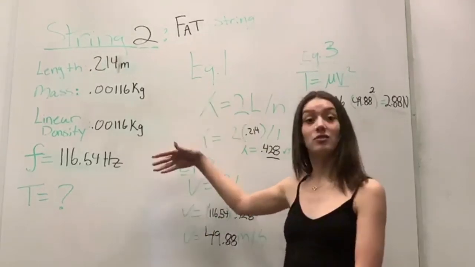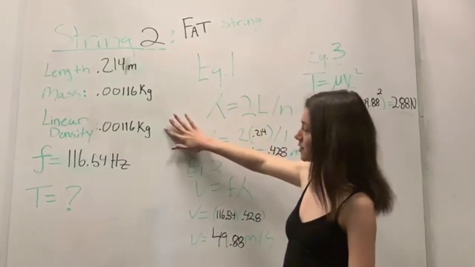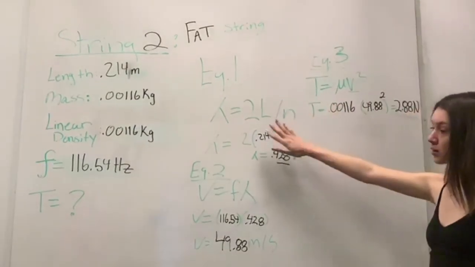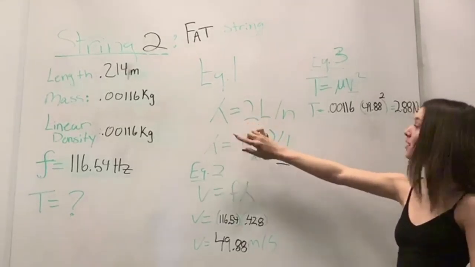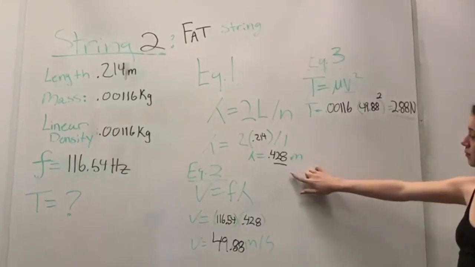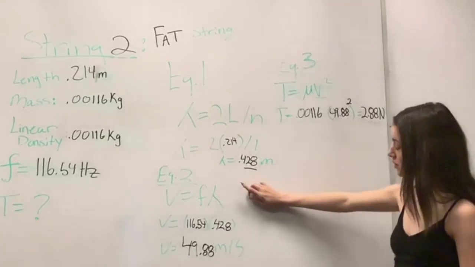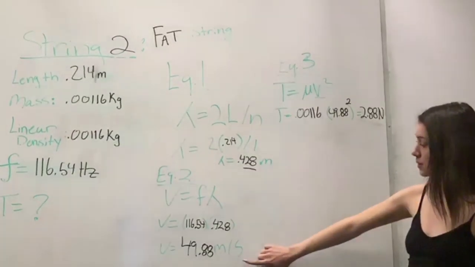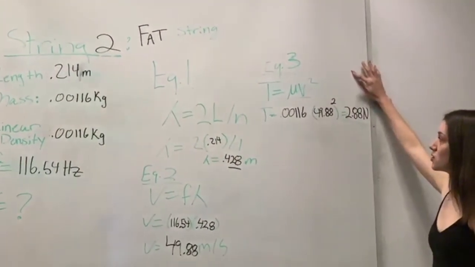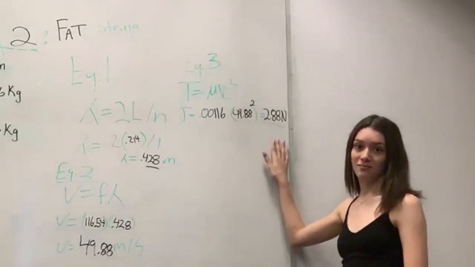So these will be the calculations for string 2 with our found length, mass, linear density, and our frequency found using the tuner app. Starting with equation 1, we are looking for wavelength using the length and the number of nodes. So with 1 node, we get 0.428 meters for our wavelength. Then equation 2, we use our frequency and our wavelength, and we get the wave speed to be 49.88 meters per second. Then plugging that into equation 3 to find the tension, we get 2.88 newtons.